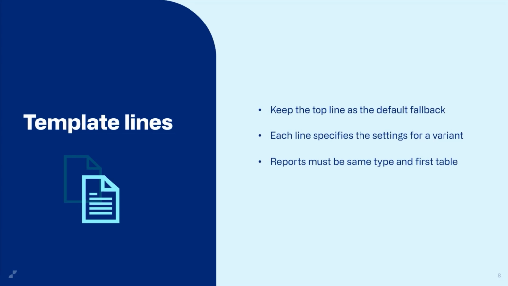Each template line represents a specific variant, and each line is also where you set up the differences, so the variations themselves. If you want to use different reports for each line, which is an option, it is important to know that these reports must be of the same type and run in the same first table.